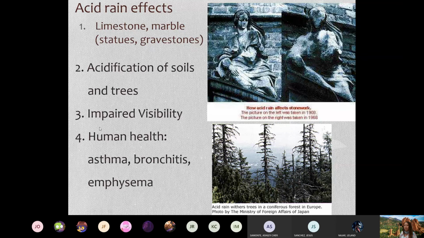The acidification of soils. So you guys hopefully are very familiar with pH already. Your water tends to be close to a 7. And then your orange juice and your sodas are acidic. Bleaches and cleaners are basic or alkaline, so they're higher on the scale. And certain plants can only grow in certain pHs, so it makes a difference there. Impaired visibility, so almost like what the forest fires are giving us lately, but with pollution instead. And then acid rain can cause issues for people with asthma, bronchitis, emphysema, any sort of respiratory problem.